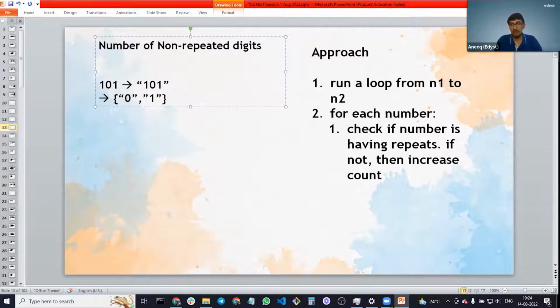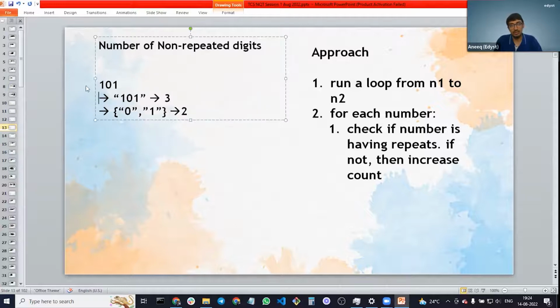Right? 0 and 1. That's it. This set has length 2. This string has length 3, which will mean what? This means that it has duplicates. Otherwise, if they were all unique, then the set length and the string length would be the same.